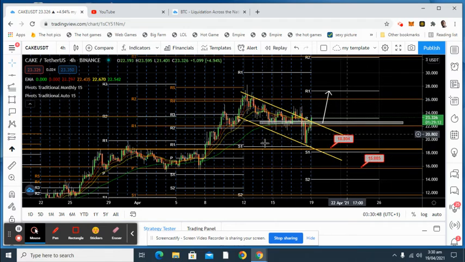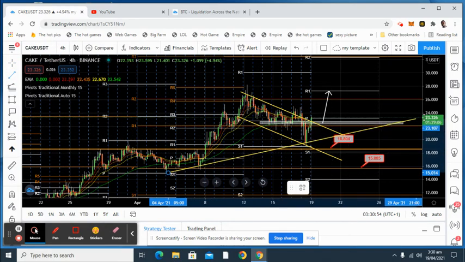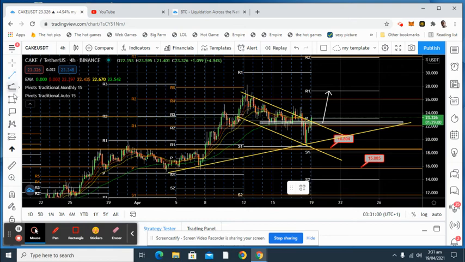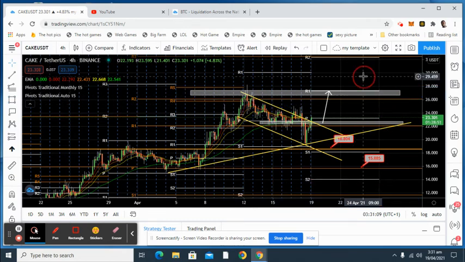But the break up of what I'm seeing here is a continuation to the upside. At the same time, there's nothing that is not possible in the market. So I'm expecting this breakout to this area, the previous high, which is our target for the week. Then always ensure you take your profit. So this is on CAKE.